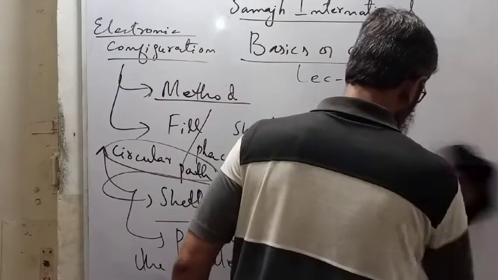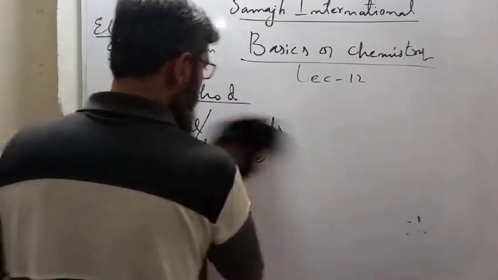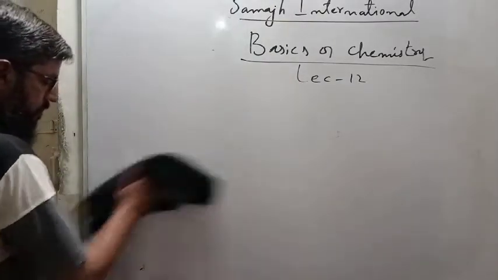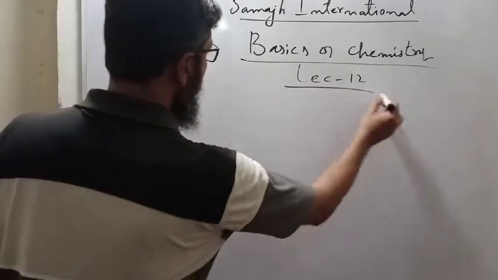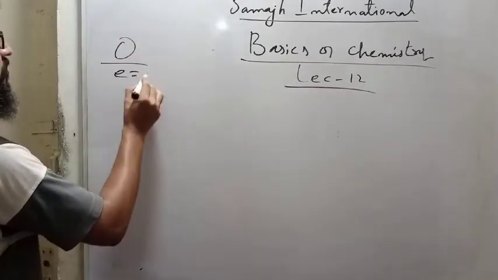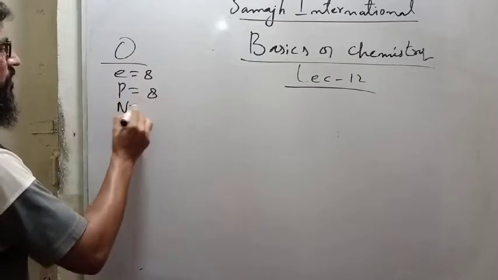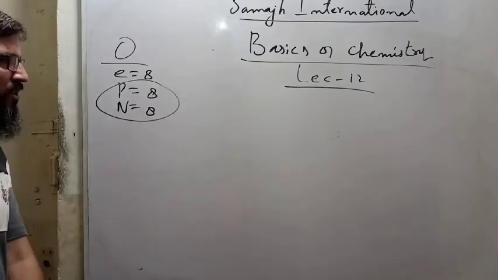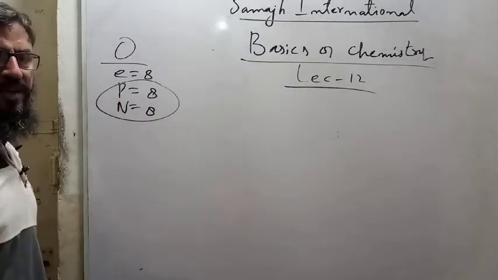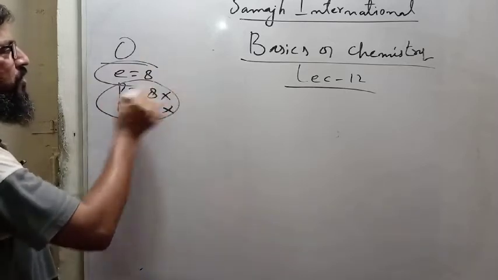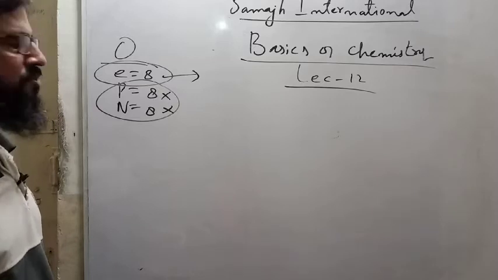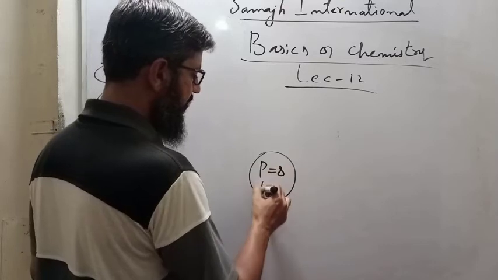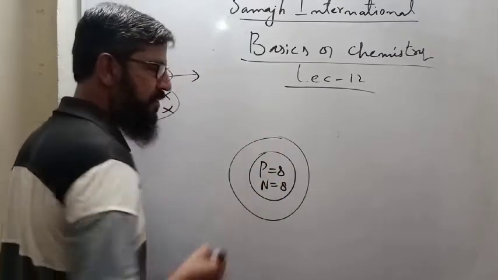Let's draw the structure of an atom. For example, oxygen atom. How many electrons are there? 8 protons, 8 neutrons, 8 electrons. In electronic configuration, there is no need to know the number of protons and neutrons. No, you need to know the number of electrons. Got it? So this is a nucleus. Proton 8, neutron 8. Now this is the first shell.